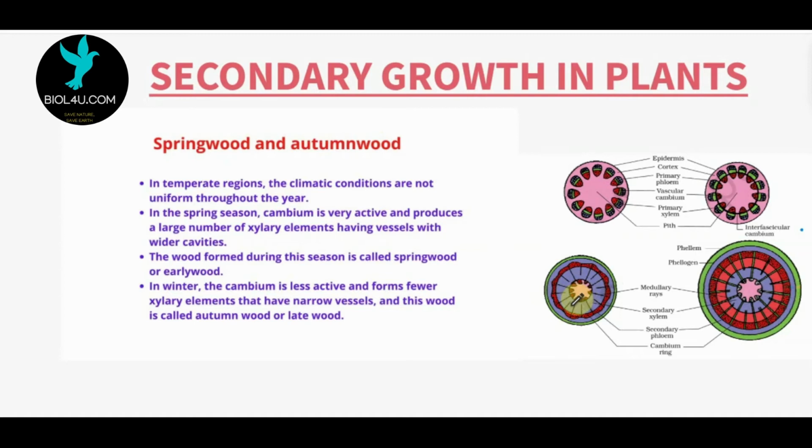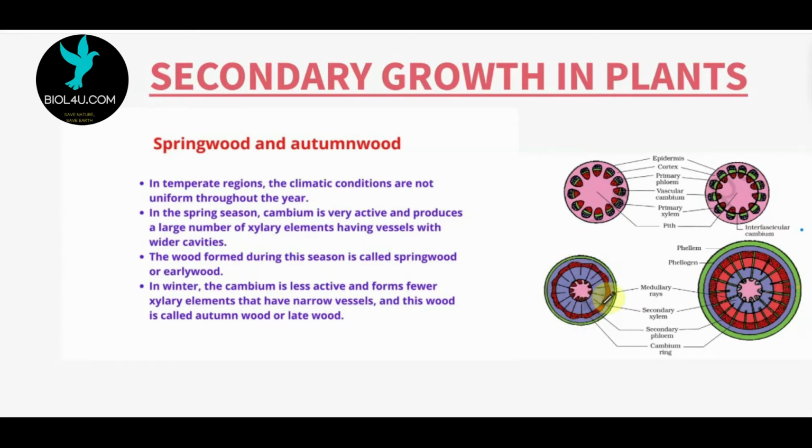Okay, so in the temperate region, the region of the earth where the temperature is low, the climatic conditions are not uniform throughout the year. The temperature will increase or decrease. So during the spring season, the cambium is very active and produces a large number of xylem elements having vessels and wider cavities. In angiosperm plants, the most predominant component of the xylem is vessels. Through the vessels, the water is conducted. So during the spring season, this cambial ring is more active and produces a large number of xylem elements, the vessels, and those vessels have a larger diameter.